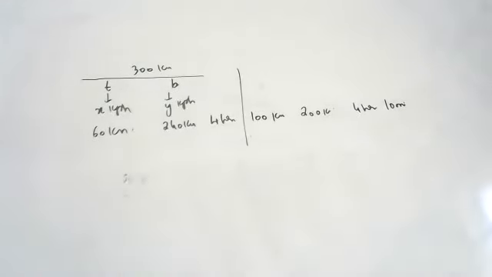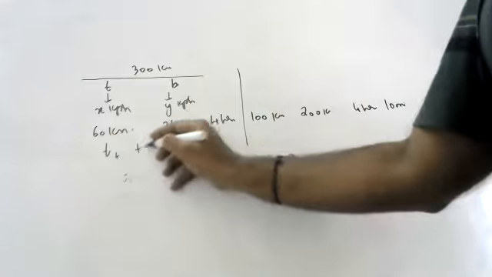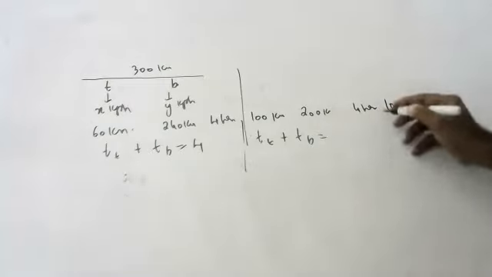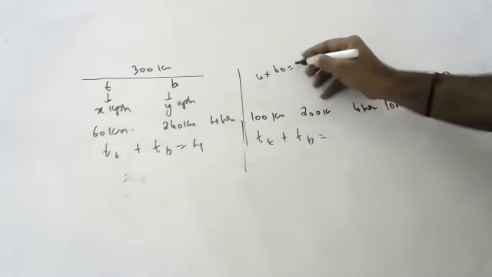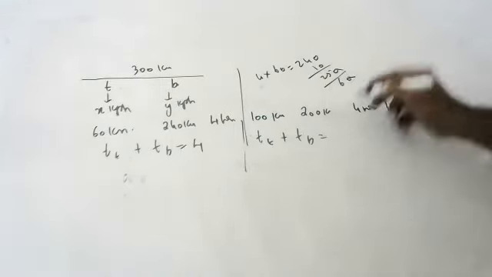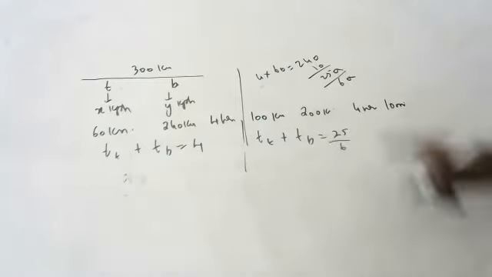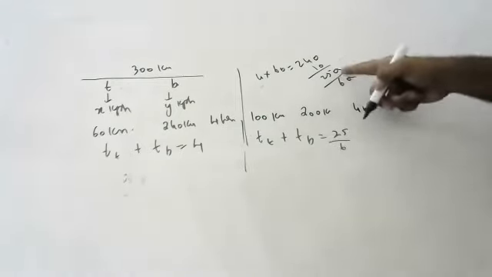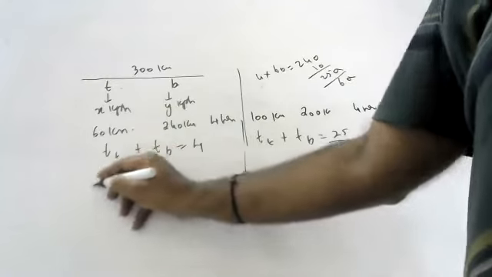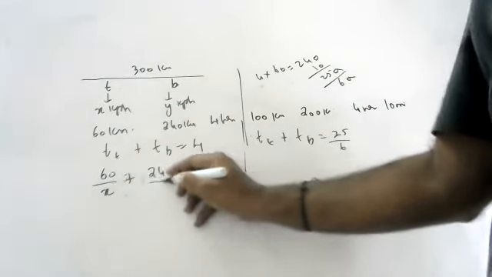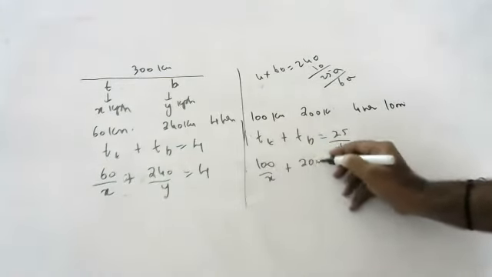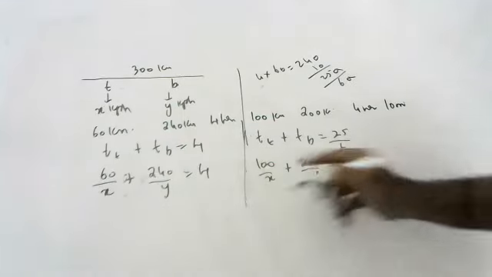Now, time of train plus time of bus in the first case is 4 hours. Time of train plus time of bus in the second case is 4 hours 10 minutes. 4 hours means 4 into 60, 240. 240 plus 10, 250 minutes. Minutes to hours, divide by 60. 250 by 60, 25 by 6. Time is equal to what, children? Distance by speed. 60 by x plus 240 by y is equal to 4. Very good. 100 by x plus 200 by y is equal to 25 by 6. 1 by x, what will we take, children?